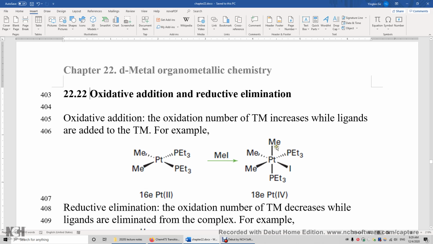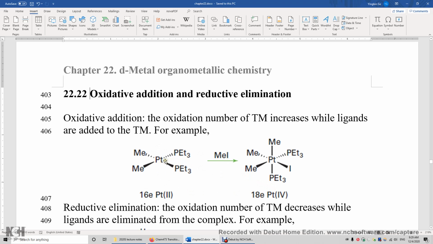We have 2 more ligands in this complex, methyl, iodo. Now let's look at the oxidation number of platinum. It's 2 in the reactant and 4 in the product. So the oxidation number of this transition metal center also increases.